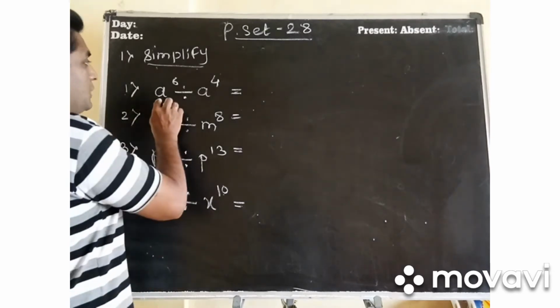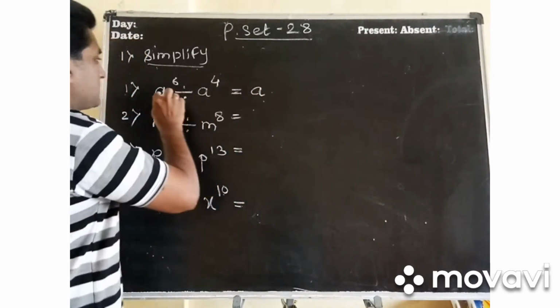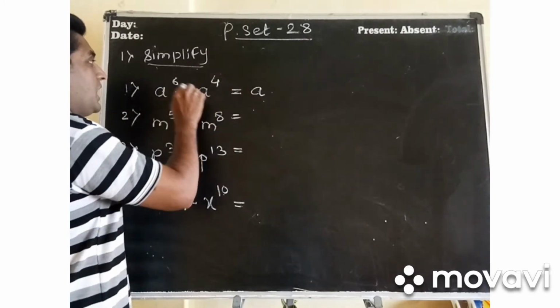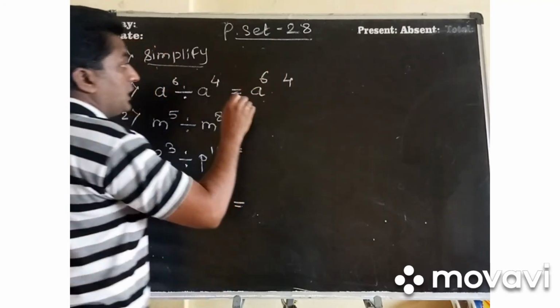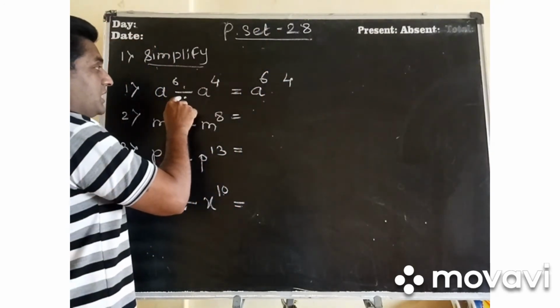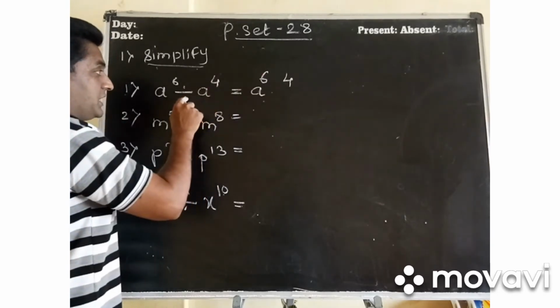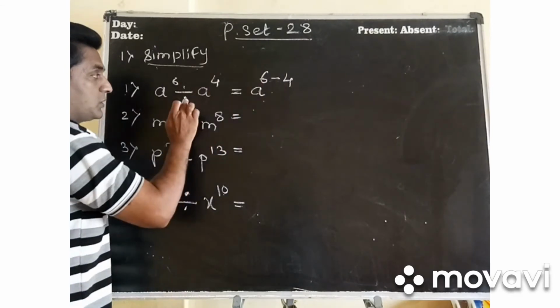So what to do? See, two bases are common. Write down the base only one time, because it is the same. Upside 6 and 4 is there. Write 6, write 4. Same as in practice set 27, but there multiplication was there, so we did addition. Here division is there, so you do subtraction. Why subtraction? Because here what is there?